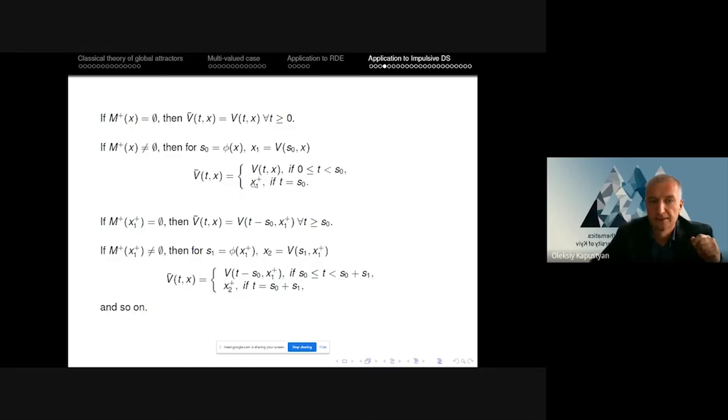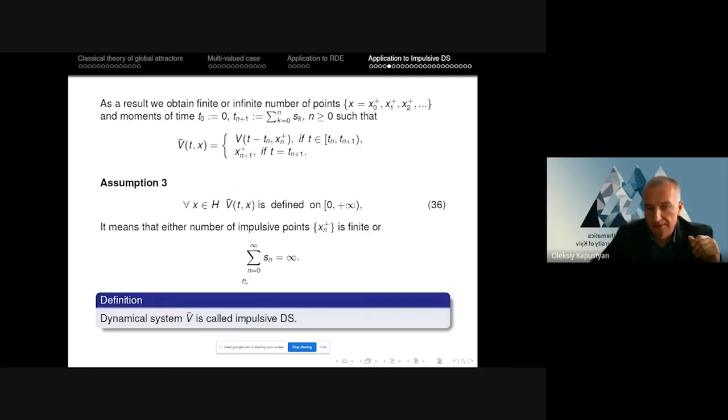And after that, considering x1 plus as an initial point, we can repeat this construction and finally obtain the following formula for V bar, our impulsive dynamical system. Here we have a finite or infinite number of impulsive points and corresponding moments of time, Tm. And if we assume that V bar is defined globally, it means that either the number of impulsive points is finite or this series is convergent. Okay. So if we assume that V bar is defined globally, then without any problem, we can prove that V bar in fact is a semi-flow, a dynamical system.